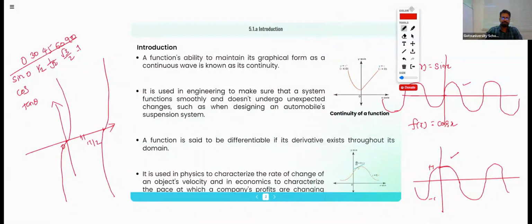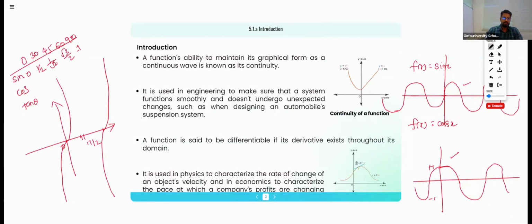Coming to cos, it starts with cos 0 is 1. Cos 90 is 0. And this is root 3 by 2. This is 1 by root 2. This is 1 by 2. Tangent is sin by cos. This is 0. This is 1 by root 3. This is 1. This is root 3. And tan 90 is infinity.